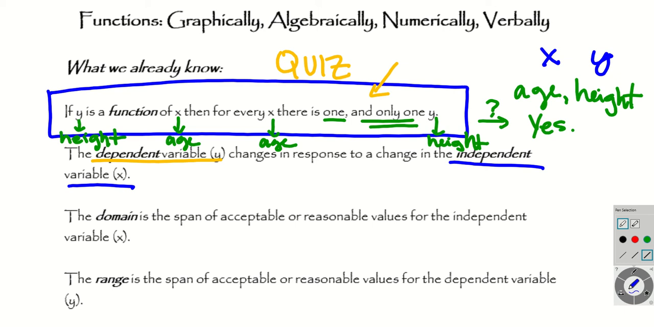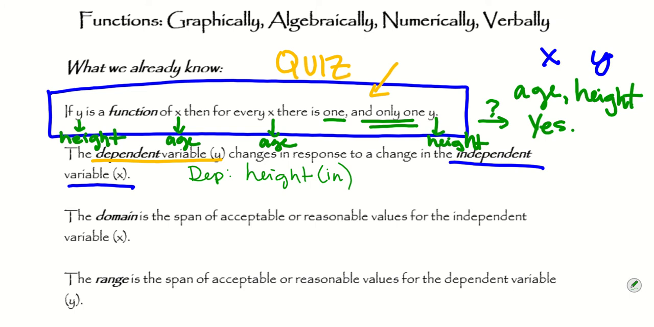In our example, our dependent variable is height. And again, we're measuring that in inches, right? And our independent variable is age, and we're measuring that in years. Again, our dependent variable is our y, and our independent variable is our x.